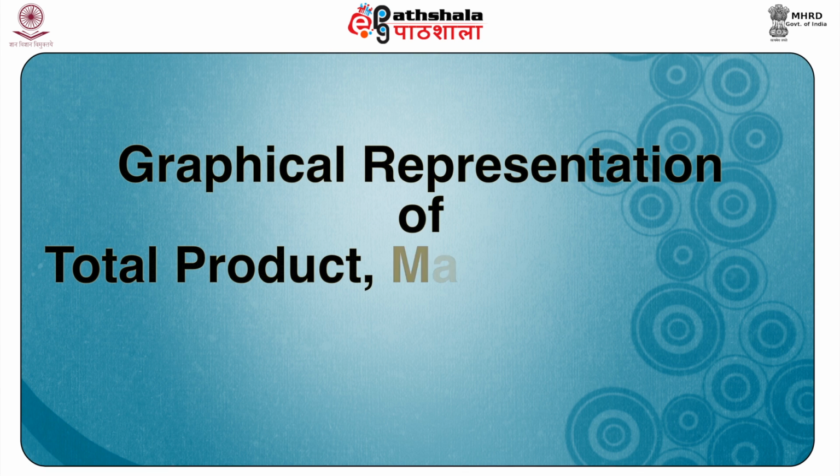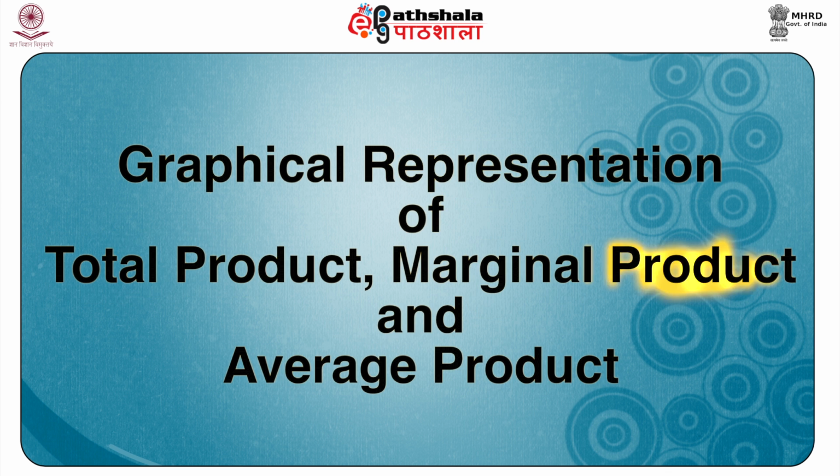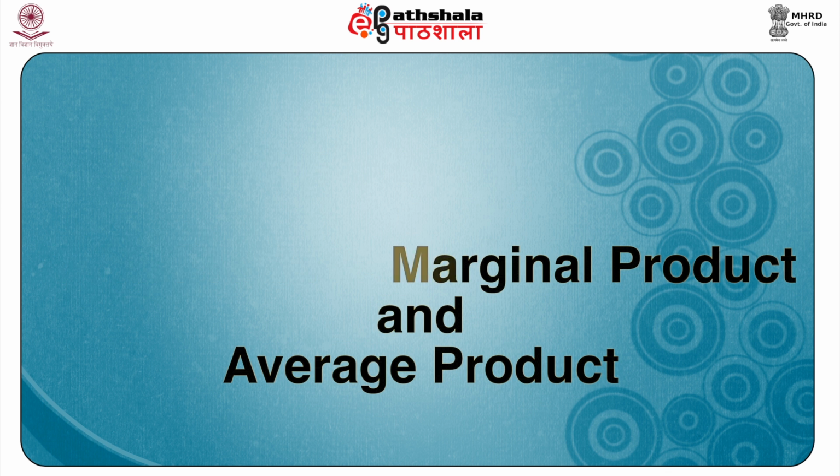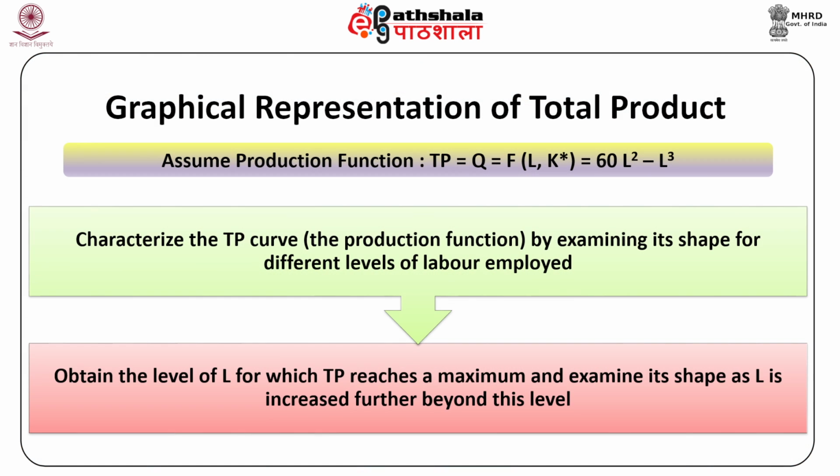Next is the graphical representation of total product, marginal product and average product. We now examine the graphical representation of the 3 concepts, viz. total product, average product and marginal product. In what follows, we use a particular functional form of a production function and calculate TP, AP and MP. We assume that the production function is given by TP is equal to Q is equal to F(L, K*) is equal to 60L² minus L³.